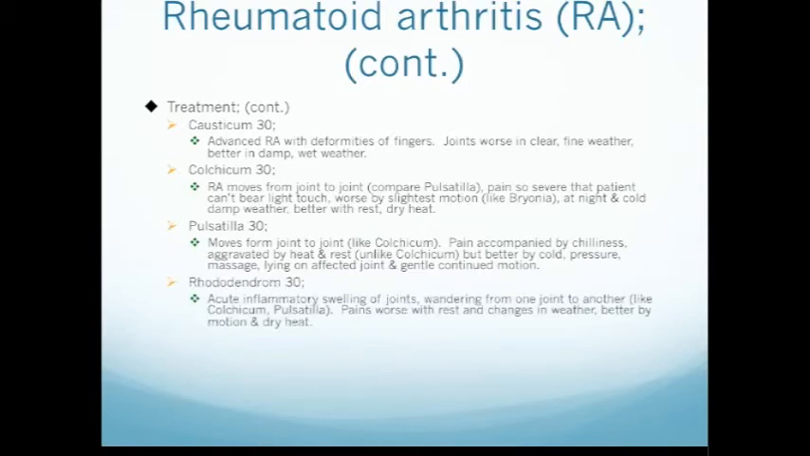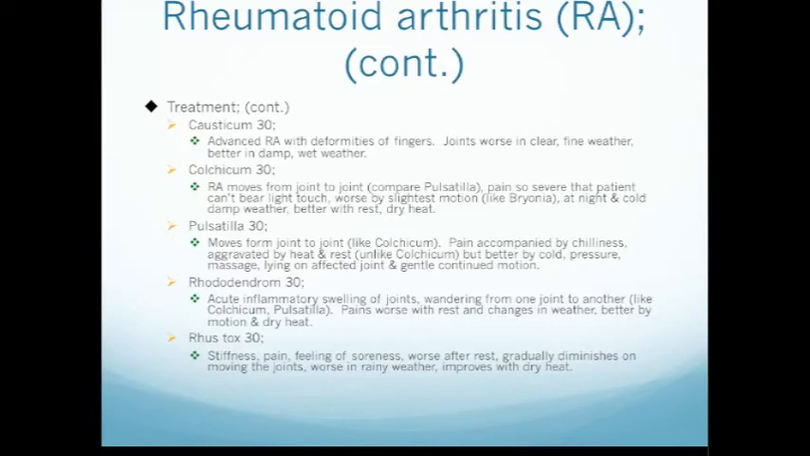Rhododendron 30 is best for rheumatoid arthritis characterized by acute inflammatory swelling of the joints, wandering from one joint to another, like Colchicum and Pulsatilla. The pains worsen with rest and changes in weather, but are improved with motion and dry heat.